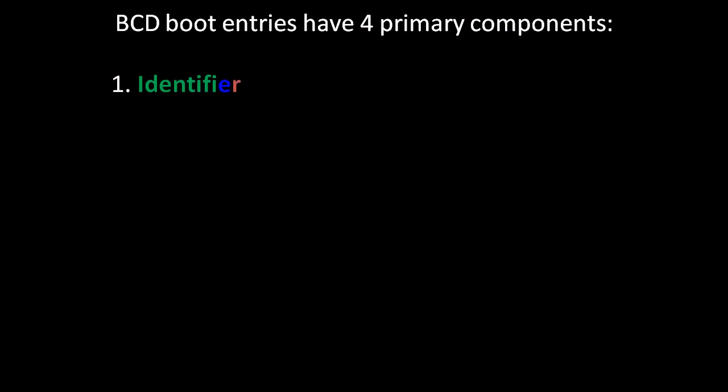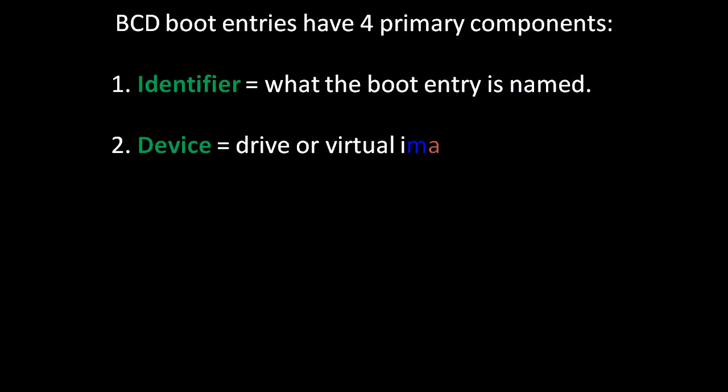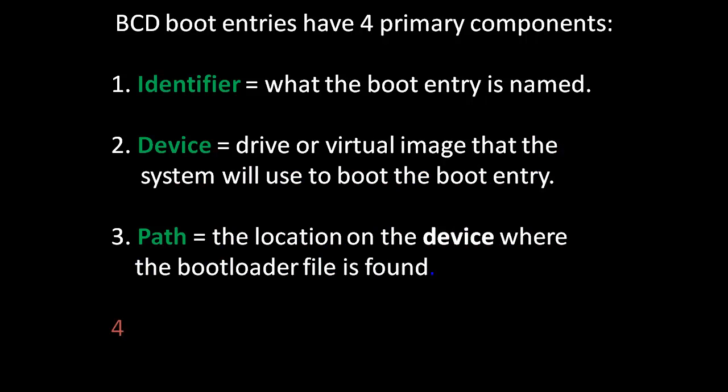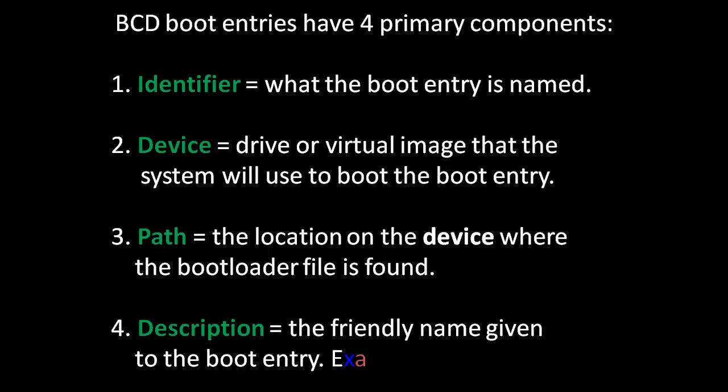BCD boot entries have four primary components. The first is the identifier. That's what the boot entry is named. The second is the device. That's the drive or virtual image that the system will use to boot the boot entry. The third is the path. That's the location on the device where the bootloader file is found. And the fourth is the description, which is just a friendly name given to the boot entry. Example, Windows 7. That would appear in the menu when you first boot Windows 7 or Vista.